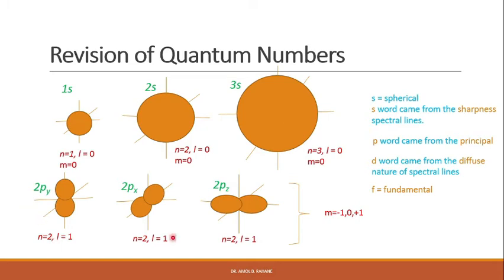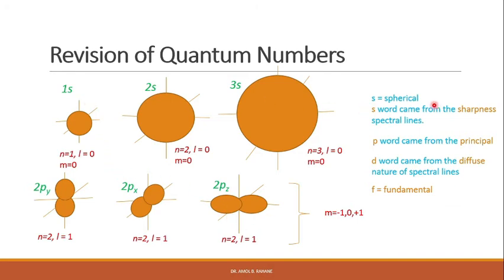In the case of p orbitals, we can have n equal to 2, l equal to 1. So, right, but this m can take 3 different orientations, right. So, m can take 3 different values: minus 1, 0, plus 1 and therefore, these p orbitals can have 3 different orientations, right.